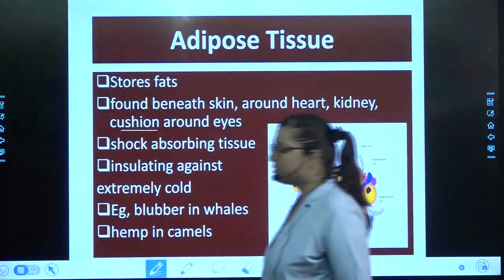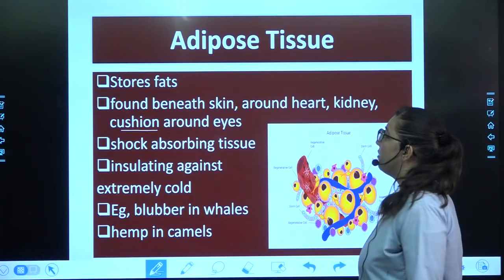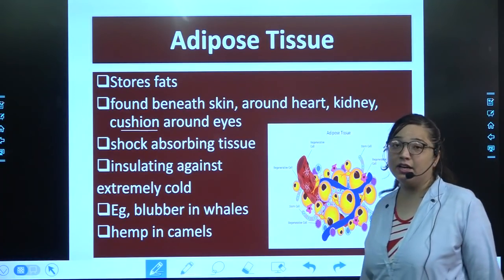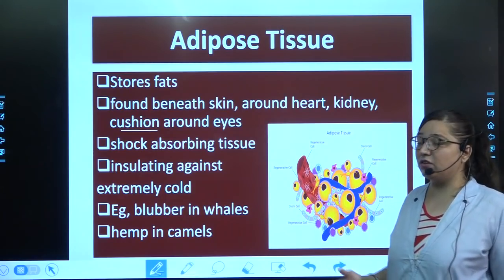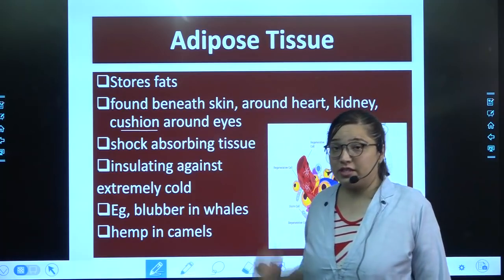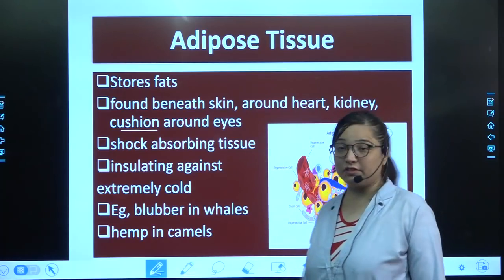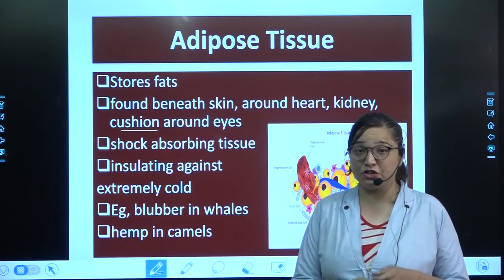So, what are we talking about? Adipose tissue. What will it do? It will store fat. Where is it found? Beneath the skin, near the kidney, near the heart, and also at the cushion near the eyes. What is its basic function? It will absorb shock and helps as an insulation.